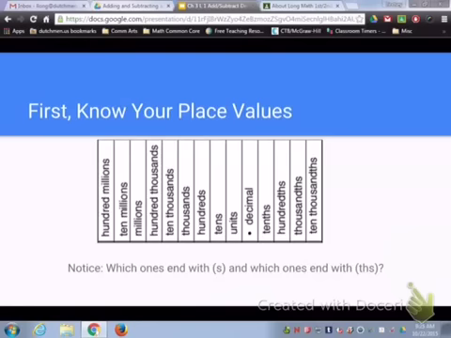If you start at your decimal and go to the left, those are your whole numbers. So you start with your units, your tens, your hundreds, thousands, 10,000s, and so on. All of those end with S. Those are your whole numbers.